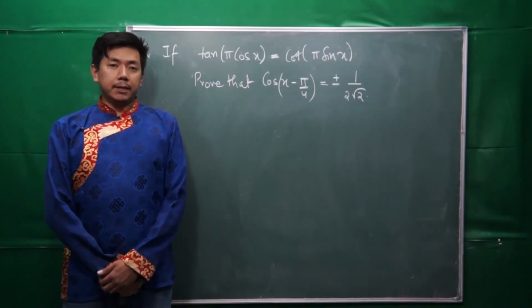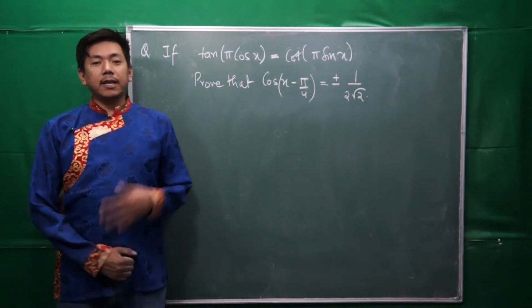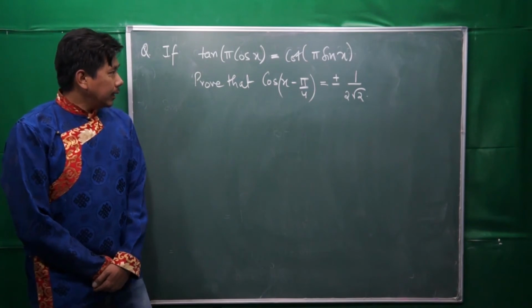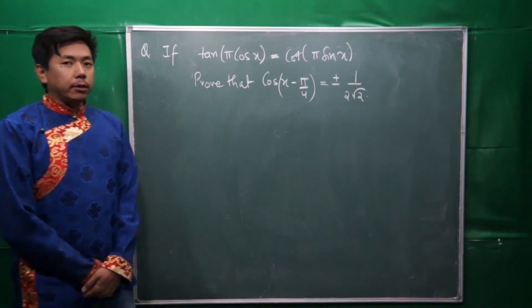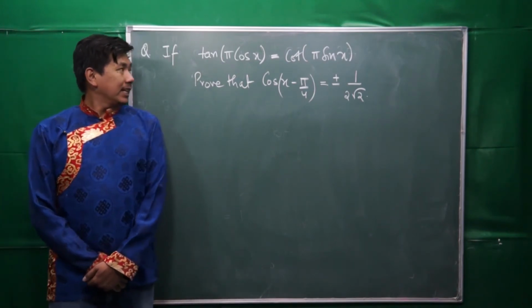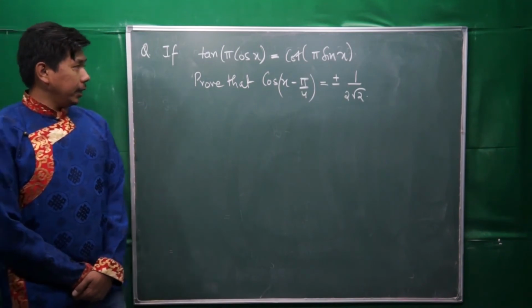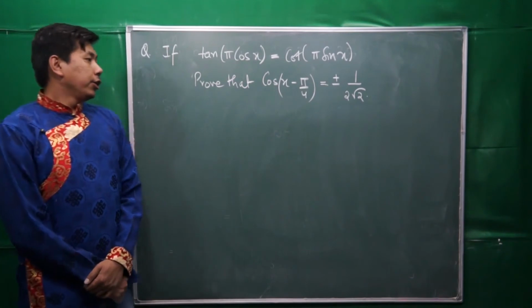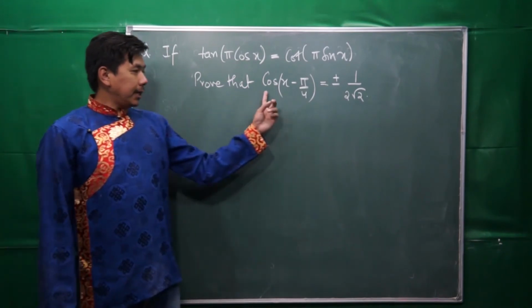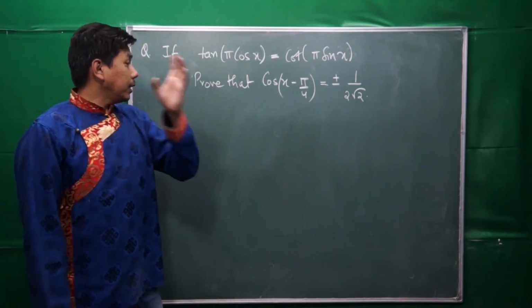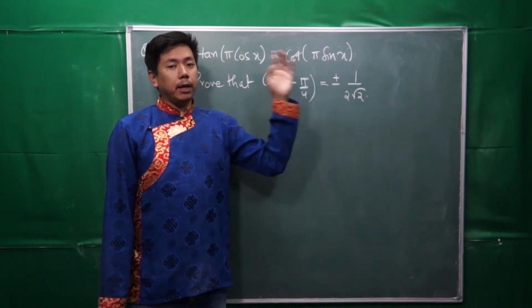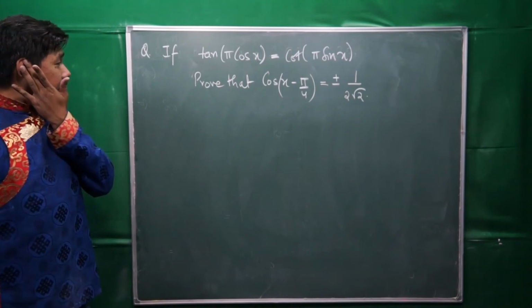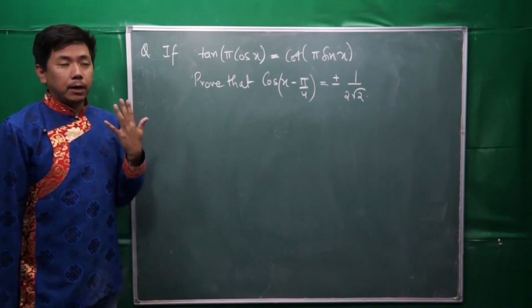So for today's session, this is the last question, the type of question that I'm going to do. What is being stated in the question is, if tan(pi cos x) is equal to cot(pi sin x), that being a given statement, then you have to prove that cos(x minus pi by 4) is equal to plus minus 1 by root 2. Simple. Now the question is understood. How do we move further? How do you solve it?